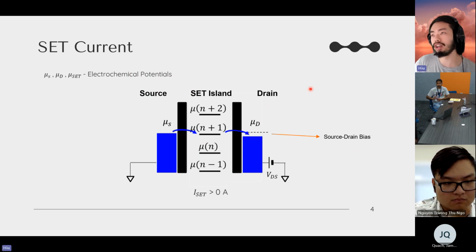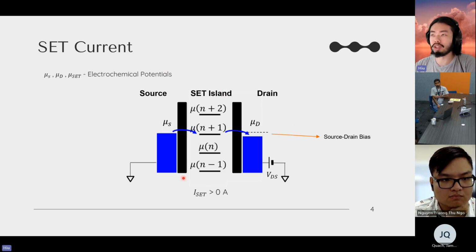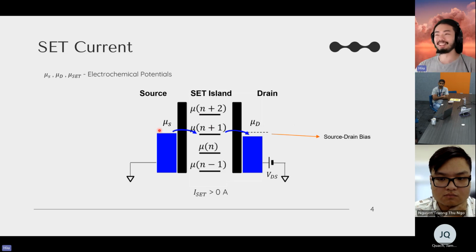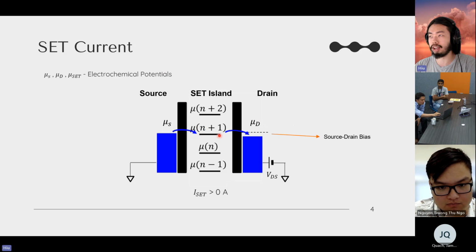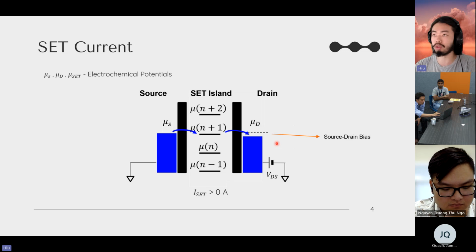So with the source, SET island and the drain, you have the two barrier gates creating these two barriers here, and then you can control the electrochemical potentials of the three sections, so that you can control if you want the current to be switched on and off on the SET island. The SET island basically provides a platform for an electron to hop from source into drain, as long as it's within this source-drain bias. If there's no platform within this source-drain bias, then there's no current flowing through the SET.